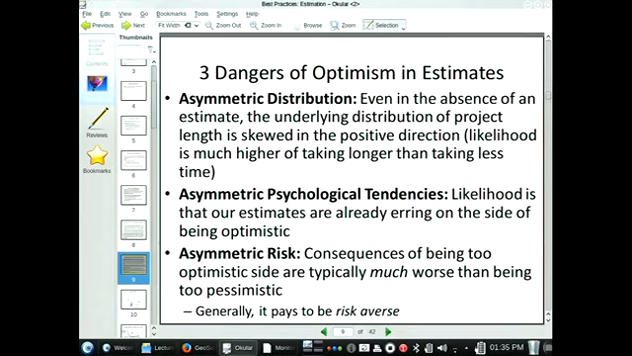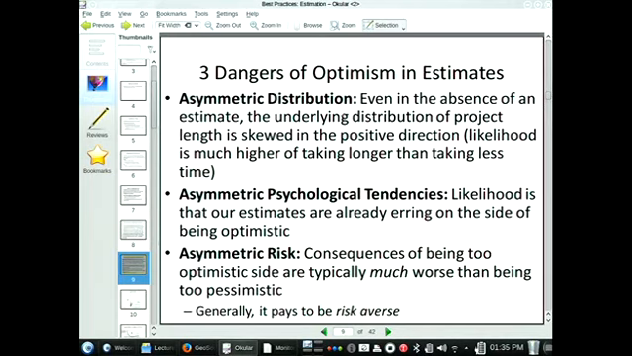Things can take a lot longer than you would think, but they can't take a lot shorter. Among other things, the project can't finish earlier than it started, right? So there's an asymmetric distribution associated with project delivery times. Project length is skewed in a positive direction. Some projects take a very long time, some take very little. So that's one issue we have to take into account.